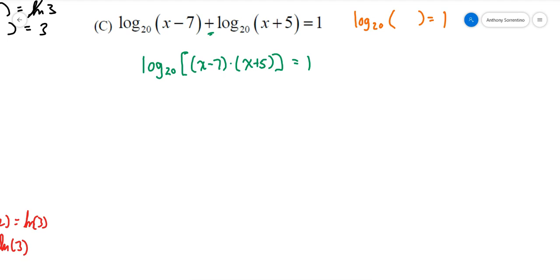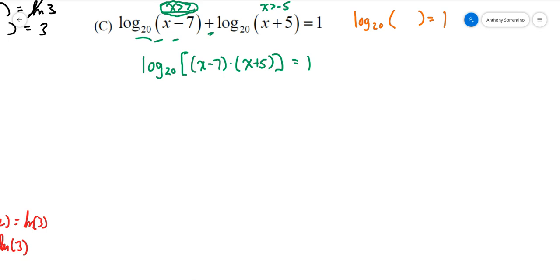Now again, all this is working under the assumption that this exists. For this logarithm to exist, x has to be more than 7, because if it's 7 or less, I'm going to have 0 or negatives, and I can't do that. Here, x has to be greater than negative 5. So for any answer to be considered, it has to be more than 7. If I end up with anything that falls below that, it's not an answer.